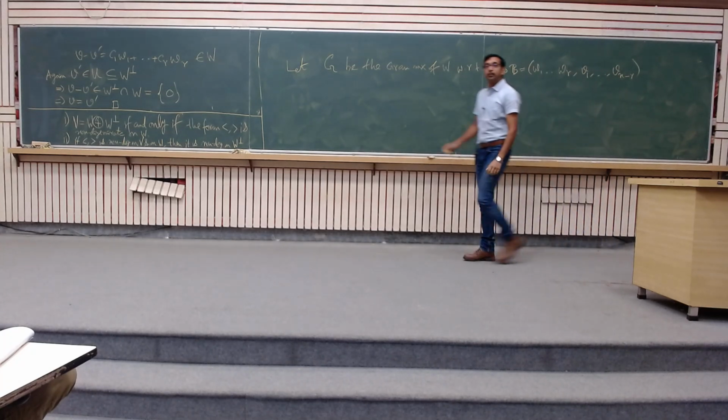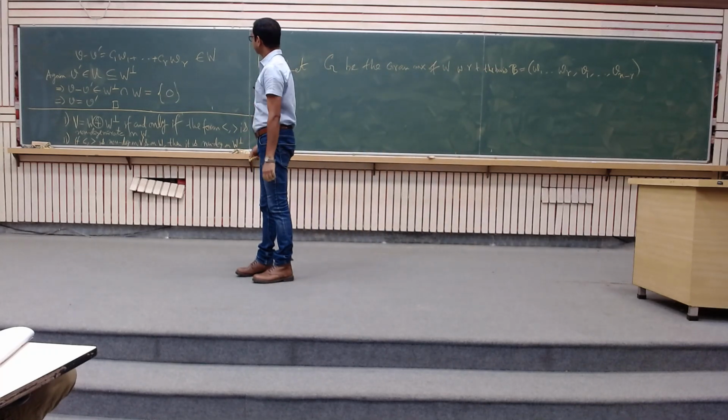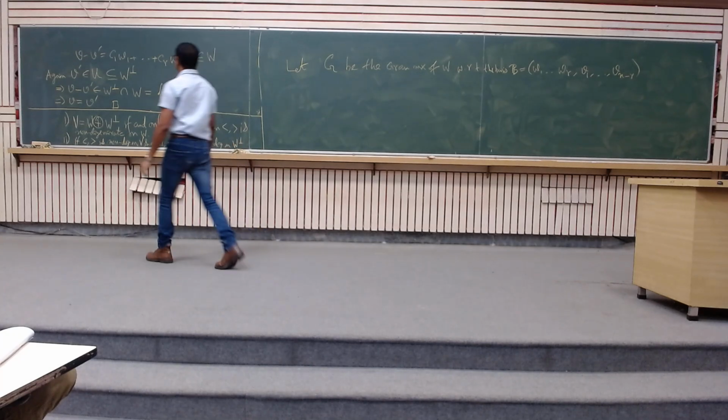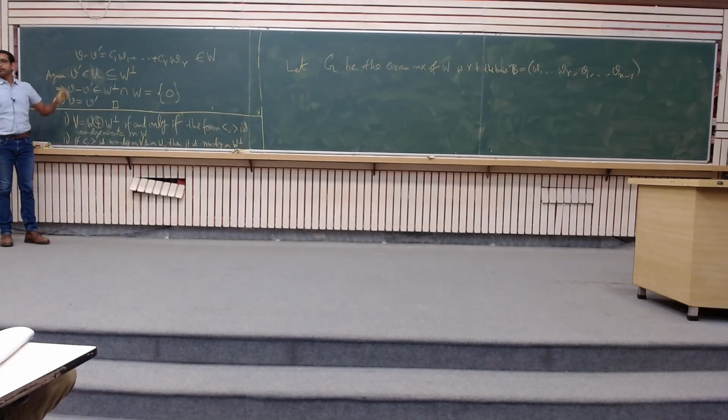Sir, can you explain once again why v minus v prime belongs to W perp? Where was v prime? v prime was in W perp, and we also took v to be in W perp. So that's why v minus v prime should also be in W perp.